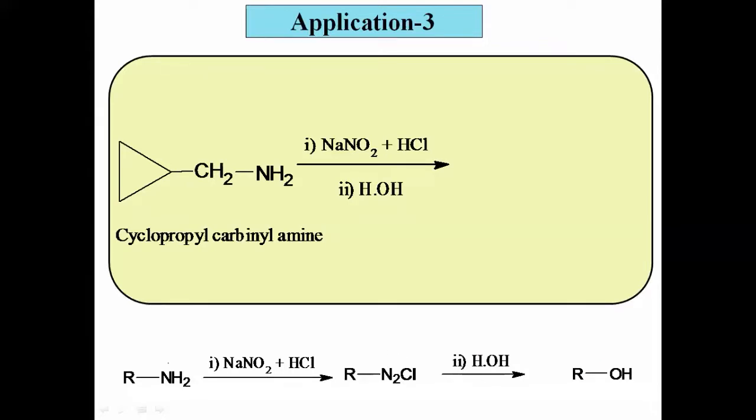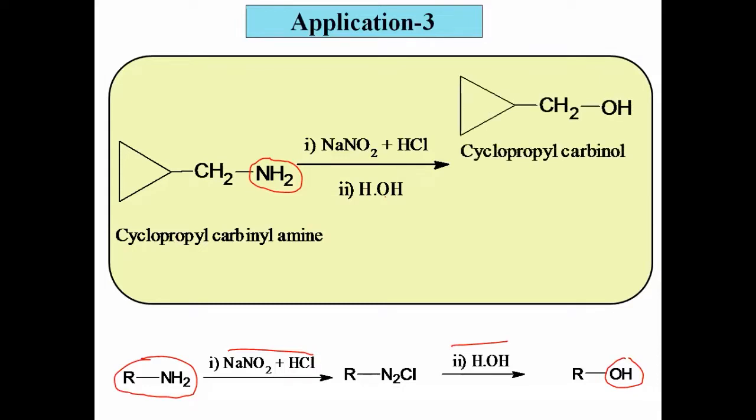Simply we can say that a primary amine RNH2 on reaction with NaNO2 HCl followed by hydrolysis has its NH2 group replaced by OH. Here also, in this example, cyclopropyl carbonyl amine, there is an NH2 group. When it is treated with NaNO2 plus HCl followed by hydrolysis, what is the expected product?